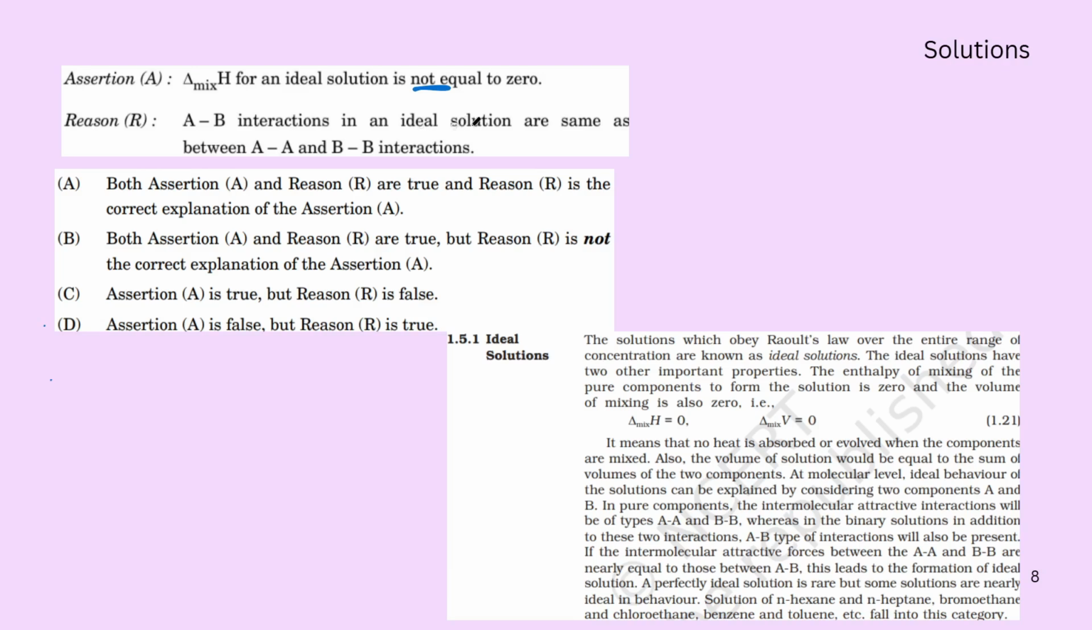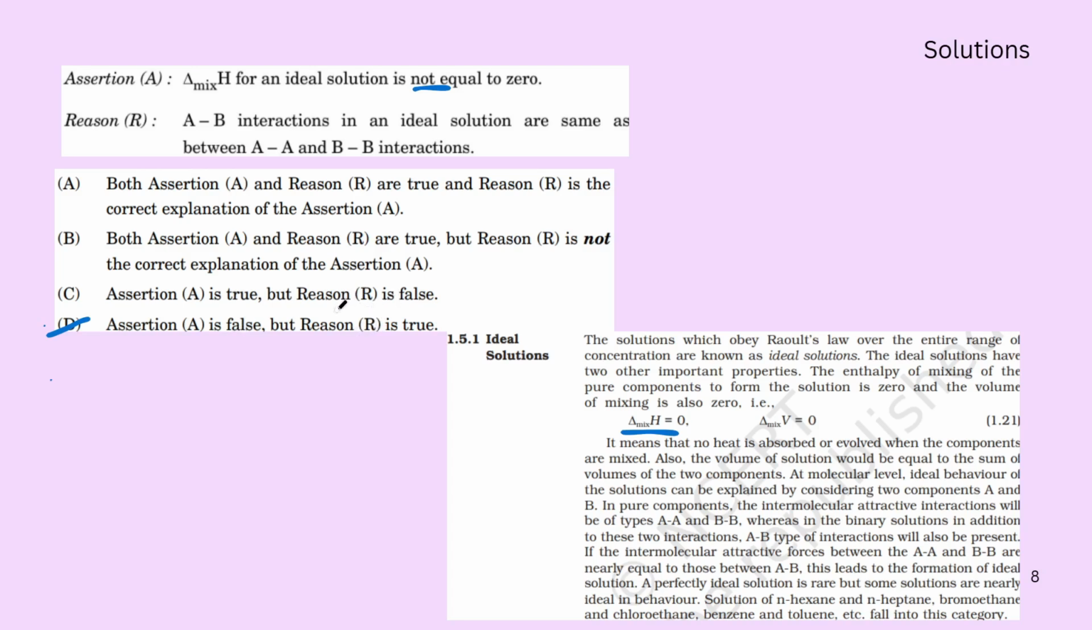AB interactions in an ideal solution are the same as AA and BB, and this is true for ideal solutions. If it said delta H mix is equal to 0, maybe we could have picked option A. But the assertion is false because this is equal to 0. So the answer is D. The assertion is false, but the reason is true.